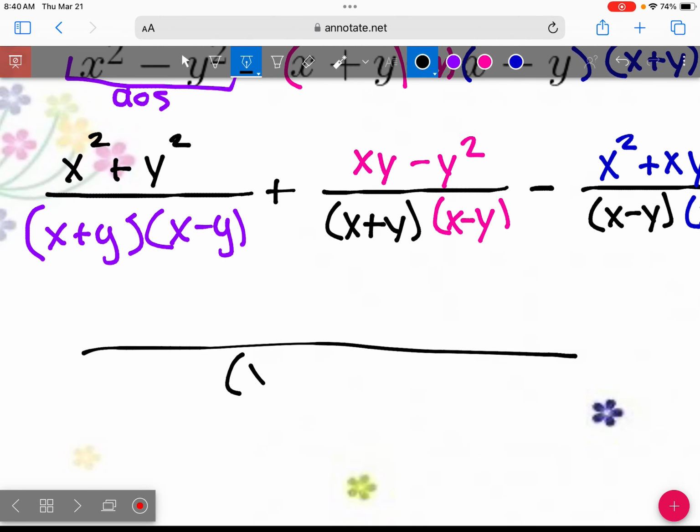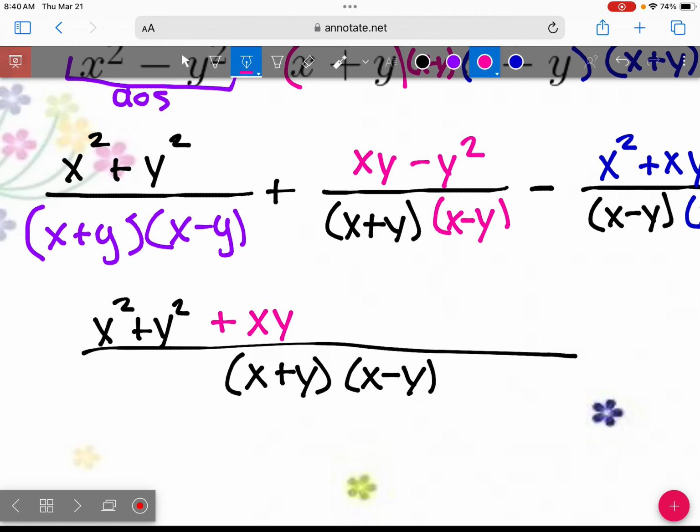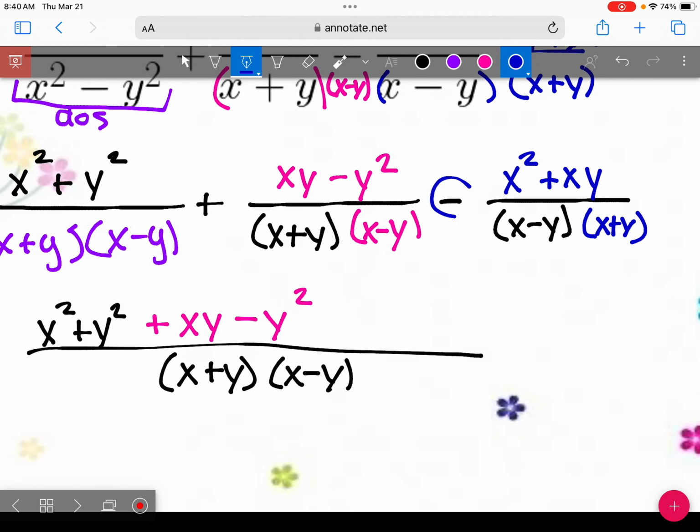So we're getting our common denominator down here, our x plus y, x minus y. And our numerator is going to be x squared plus y squared. Then we're going to bring in the middle pink one. We've got plus xy minus y squared. And we are subtracting both of these. So I'm going to distribute my minus sign through like this because I don't want to have to rewrite it another time. So we're going to have our minus x squared minus xy.